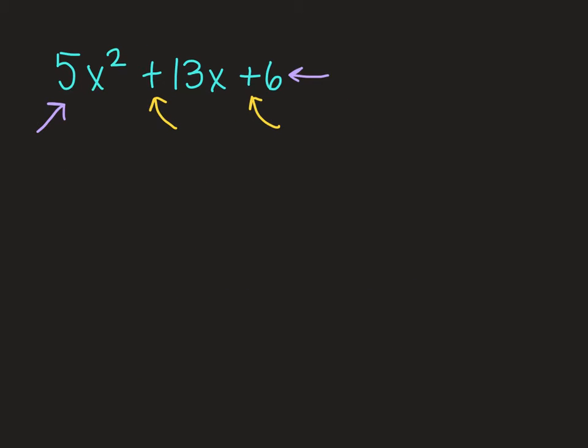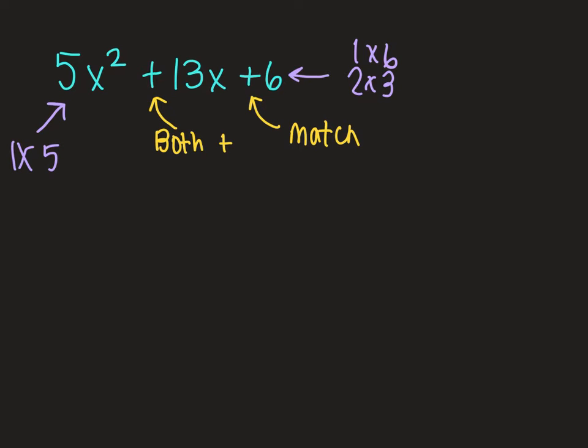All right, let's look at this one. The first sign says they match. This sign says they're both going to be plus signs. How do I make 5? 1 times 5. How do I make 6? 1 times 6 or 2 times 3. So now let's write all of our options. I know I'm going to have 1x and 5x. I know I'm going to have a plus and a plus.